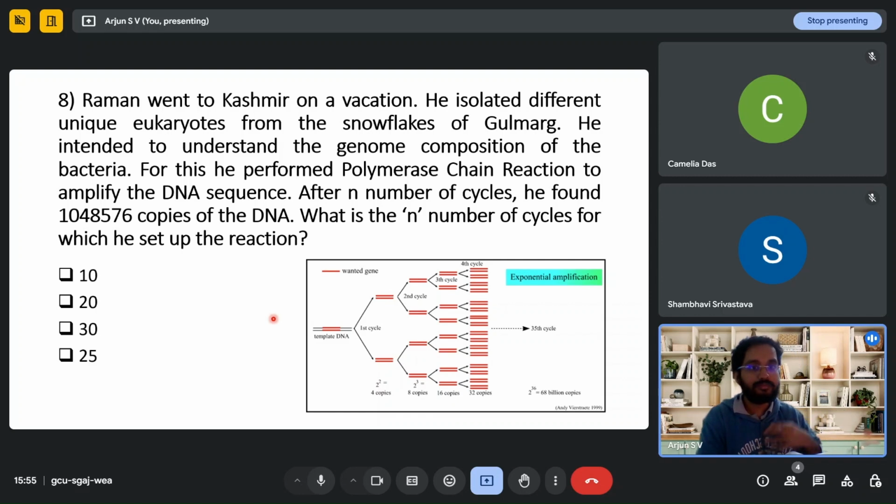You can also use the exponential amplification diagram here to see how many copies are being generated in each cycle. So if you can get a formula for how many copies can be generated after each cycle, and you plug in the number of cycles from the options given here, eventually you will get this answer. That's the way to go about finding the solution for this problem.